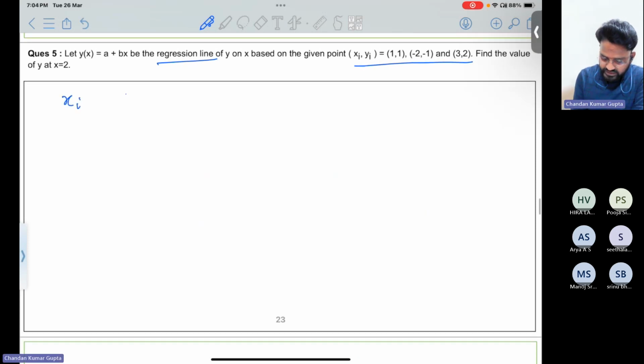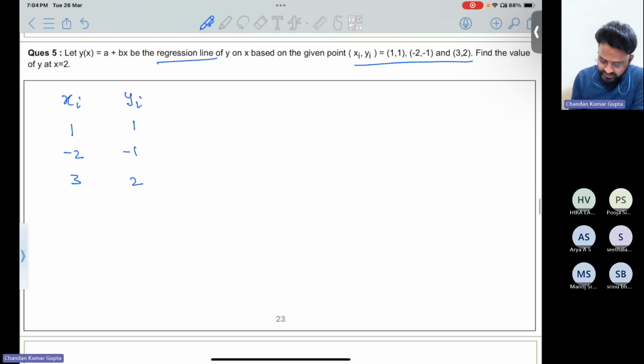So xi, yi. Xi is 1, minus 2, and 3. Yi will be 1, minus 1, and 2. Okay.